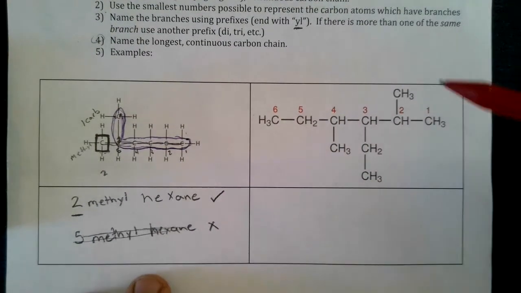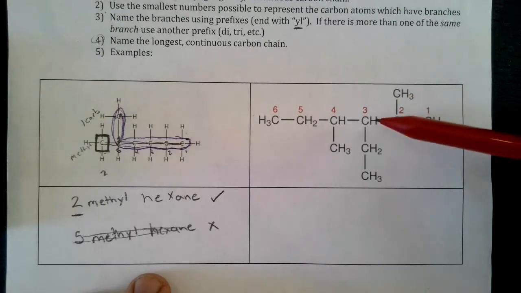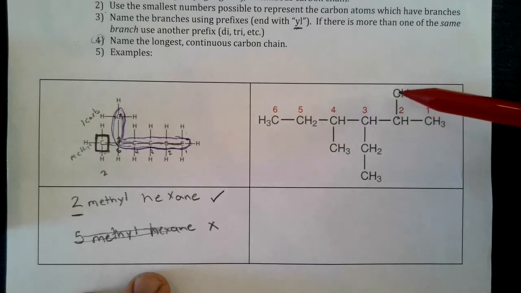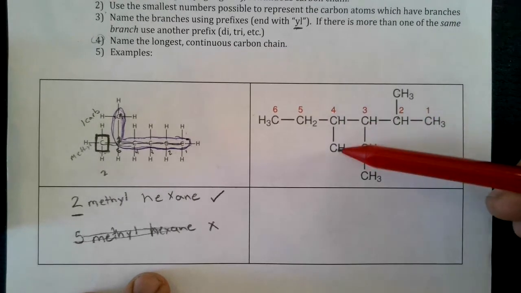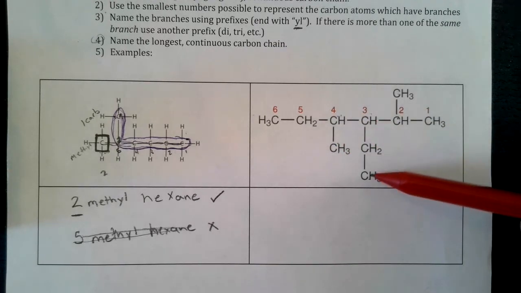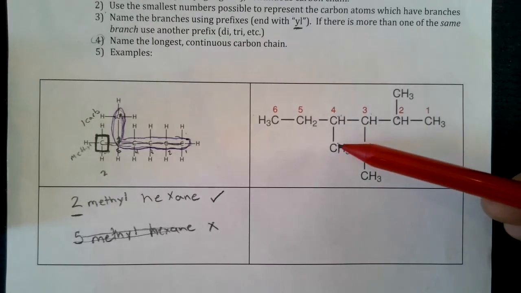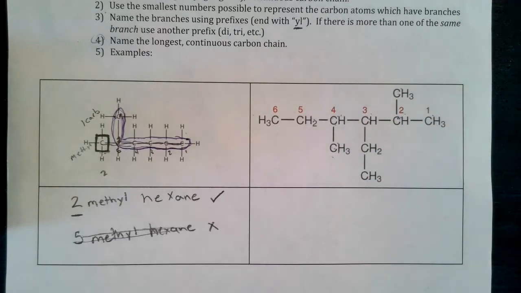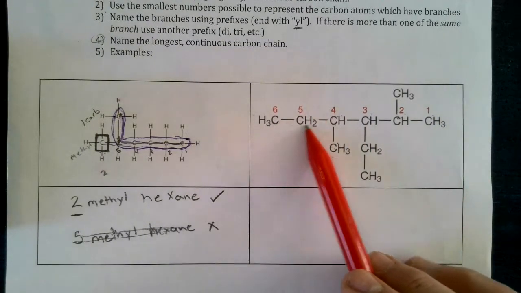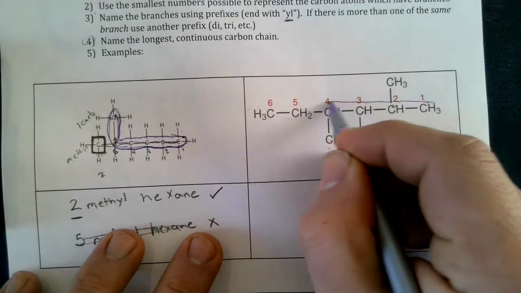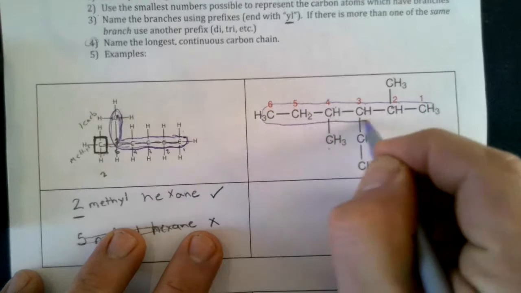If you look at it this way, 1, 2, 3, 4, 5, that's not the longest chain. 1, 2, 3, 4, 5, that's not the longest chain either. The only way to get the longest chain of carbons in consecutive order is straight across like this. So I'm going to do what I do with a pen and not a highlighter, and I'm just going to circle it.